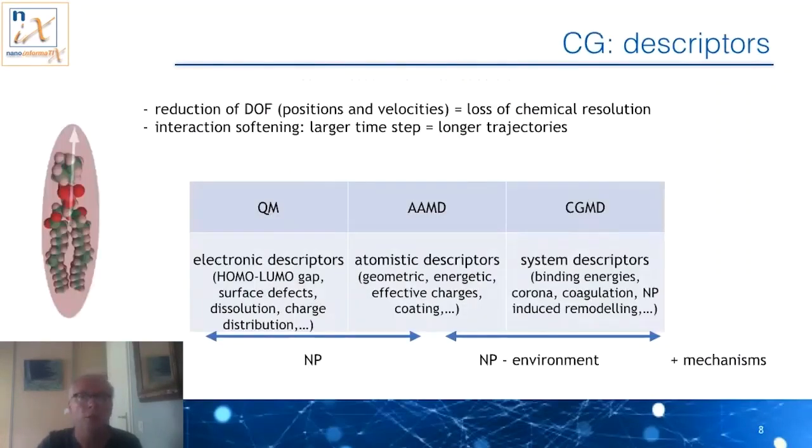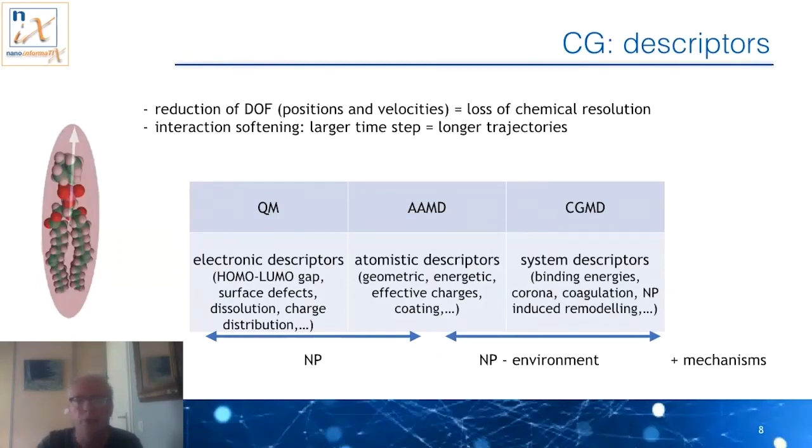Okay, so in CG, as I mentioned, you have a reduction of degrees of freedom. So the degrees of freedom are the positions and the velocities. So if you have fewer coordinates that you trace, you are basically more efficient, but you lose the chemical resolution. And another effect is that if you coarse grain, so if you represent your system by fewer and fewer degrees of freedom, you have a softening of the interactions, which allows you to take a larger time step and to simulate longer trajectories. So these two basically make CG descriptions very effective.